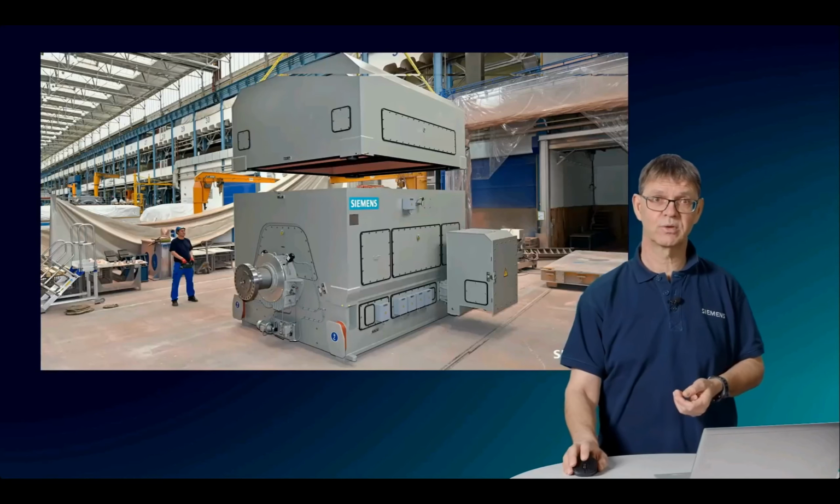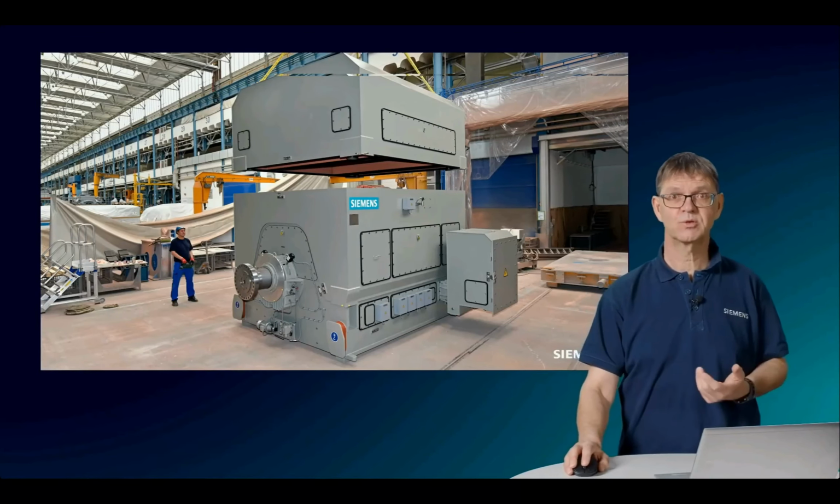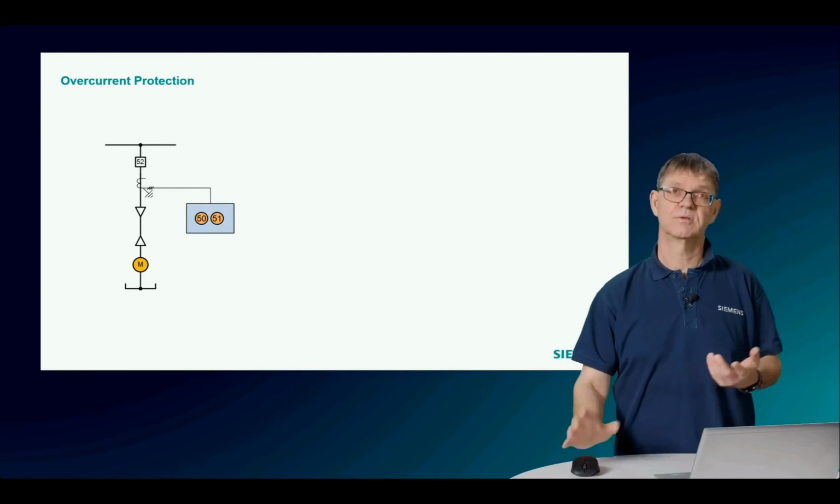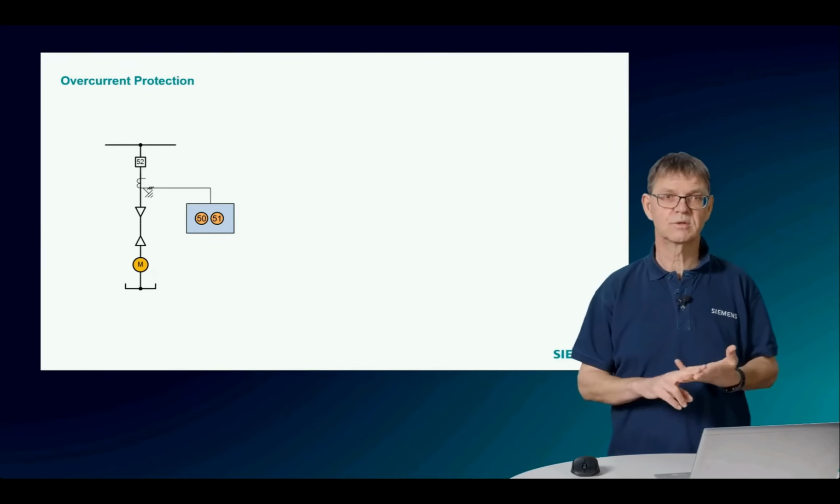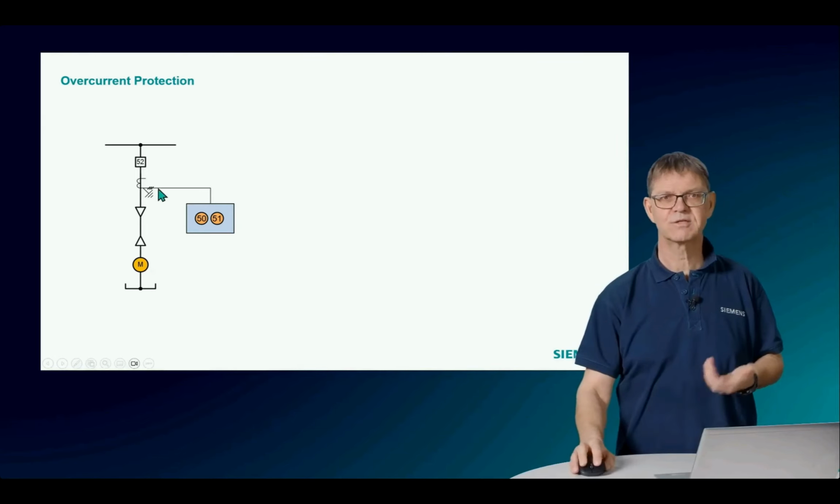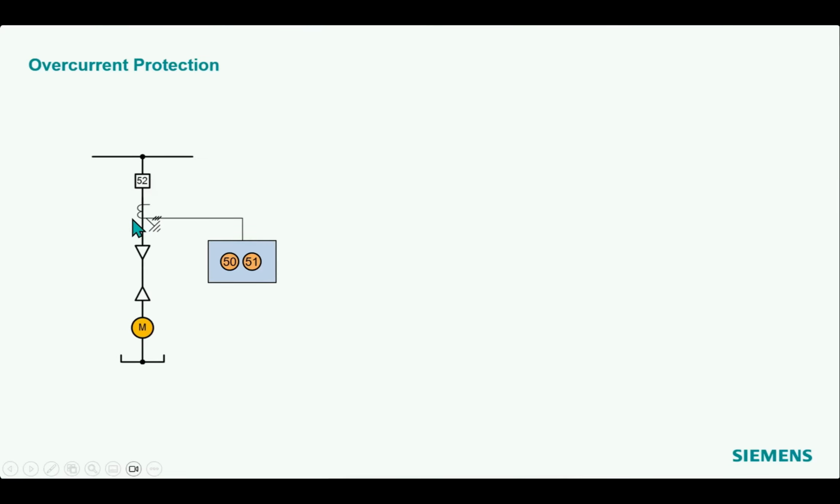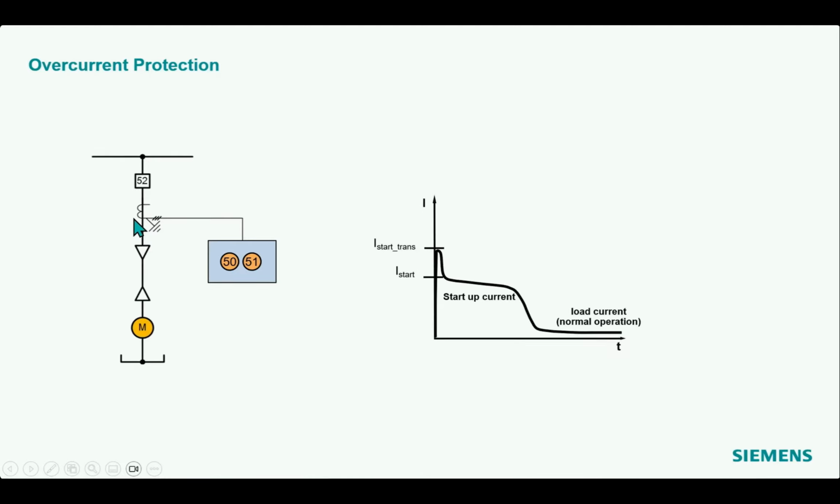Let's have a closer look at the short circuit protection. We first use an overcurrent protection. This is really the standard for the motor. That means I measure the three phase currents and I have some dedicated thresholds for the protection of this motor. Here we have to distinguish again the phases. We have a peak at the beginning as RMS values. Then I have the starting current, which is rather steady state, we can say. And then it falls down to the load current.